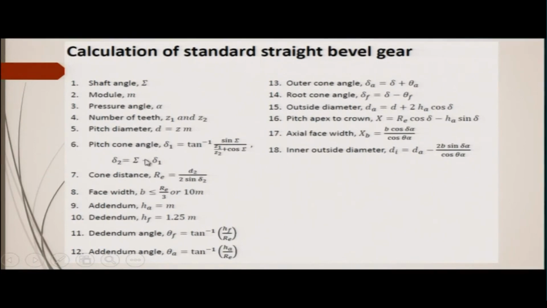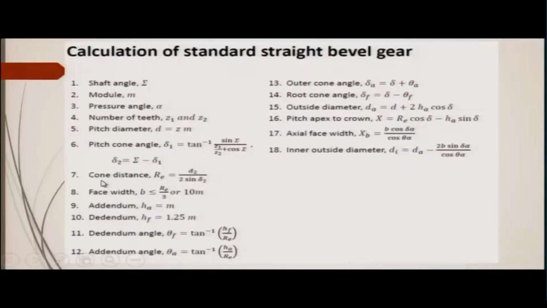These parameters have to be calculated, because according to the pitch cone angle you have to fit in your shaft, otherwise the bevel gear will not be produced correctly. The pitch cone angle for one gear is this, and for the mating one it will of course be the shaft angle minus this, because this is the concept of the pitch cone angle.